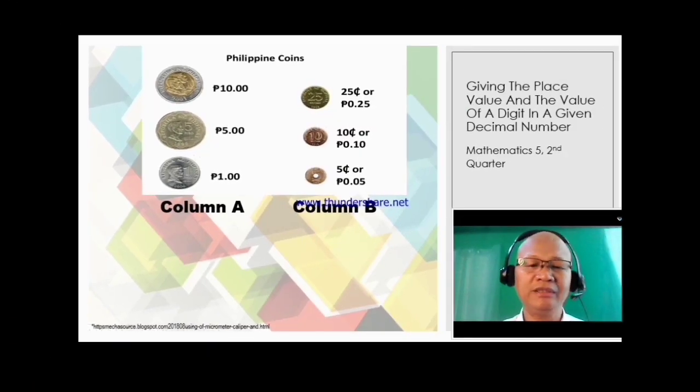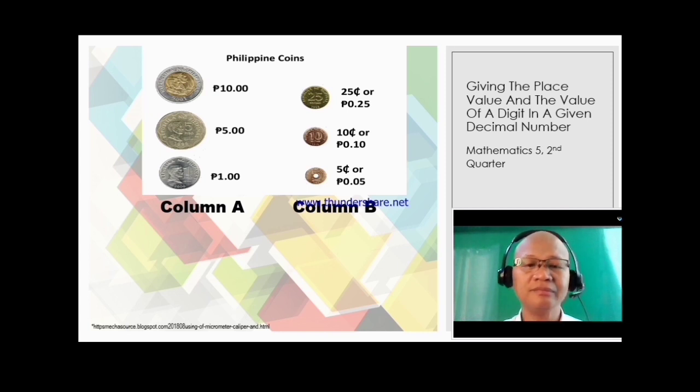Let's continue, children, to our lesson. What can you see there in the picture on our slide? Very good. It's obviously the Philippine coins. Now let's identify our coins one by one. Let's start from the largest value. Who can guess? Very easy. We have there 10 pesos.